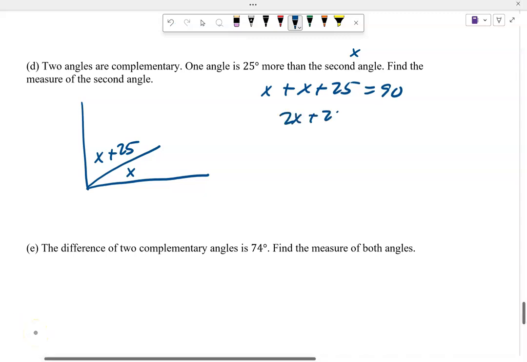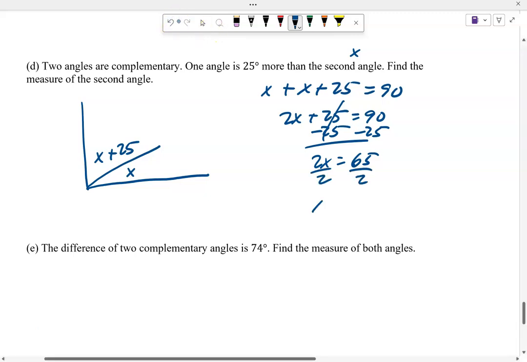Combine like terms. Divide by 2. So you got 32.5 degrees. And so it says one angle is 25 more than the second angle. We called the second angle x, right? The other one was x plus 25. So we just want this second angle being 32.5. We want the measure of the second angle.